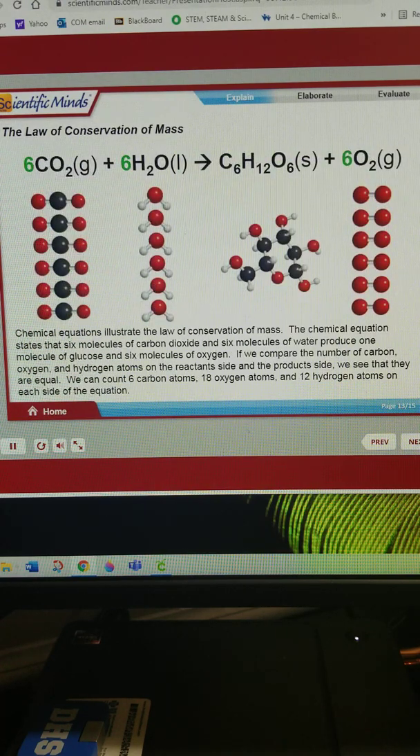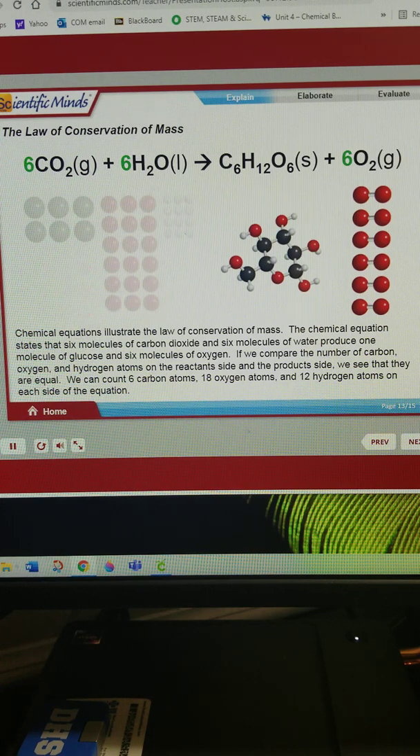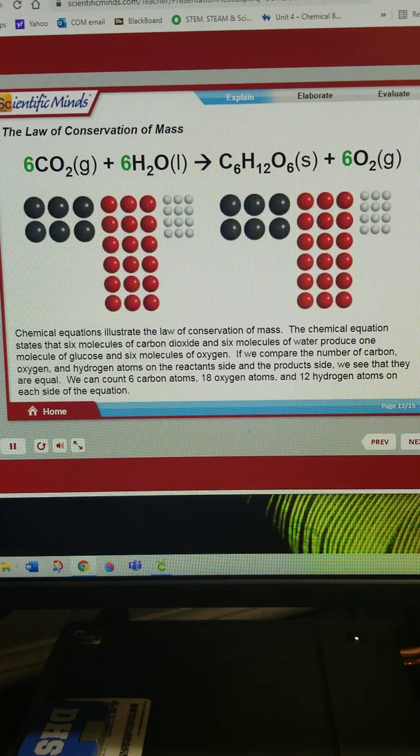Chemical equations illustrate the law of conservation of mass. The chemical equation states that 6 molecules of carbon dioxide and 6 molecules of water produce 1 molecule of glucose and 6 molecules of oxygen. If we compare the number of carbon, oxygen, and hydrogen atoms on the reactant side and the product side, we see that they are equal. We can count 6 carbon atoms, 18 oxygen atoms, and 12 hydrogen atoms on each side of the equation.